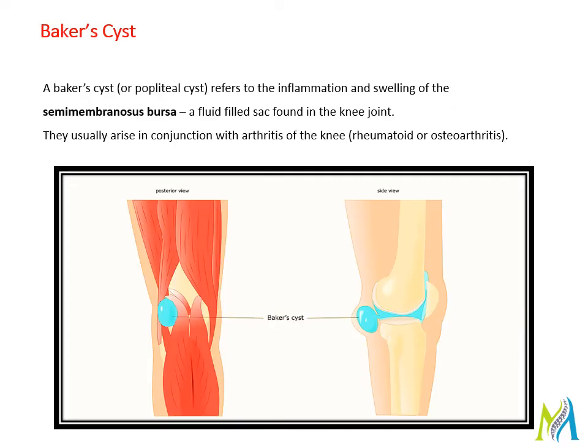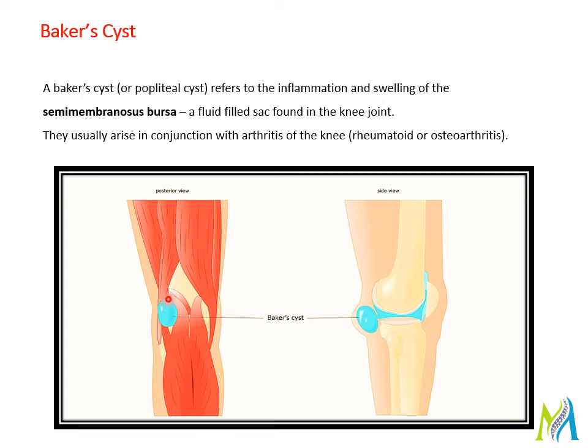A very common problem that happens in males and females, mainly in females, is called Baker's cyst. So what is Baker's cyst? Baker's cyst, or the popliteal cyst, refers to inflammation and swelling of the semimembranosus bursa. It is a fluid-filled sac found in the knee joint. It is in the semimembranosus bursa, so it is mainly on the medial side.